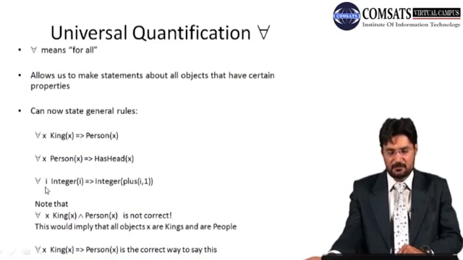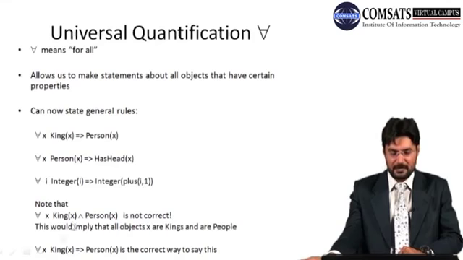In this situation, for all I, Integer(I) implies Integer(I+1). So if I is any kind of value which is a number, and we can add 1 to it, then this means that it is also an integer.